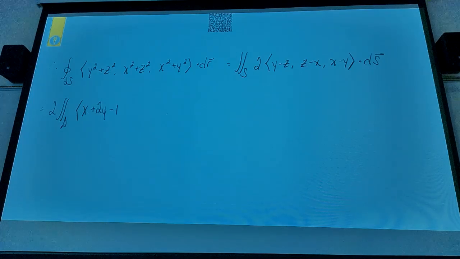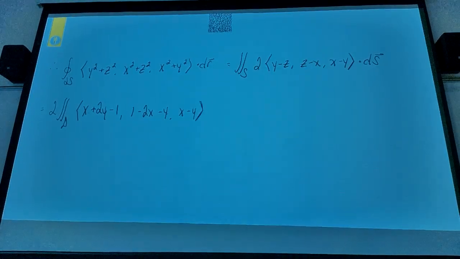First component, right? x plus 2y minus 1. 1 minus x minus y, all minus x. And x minus y stays the same. Dotted with dA, 1 1 1 dA.